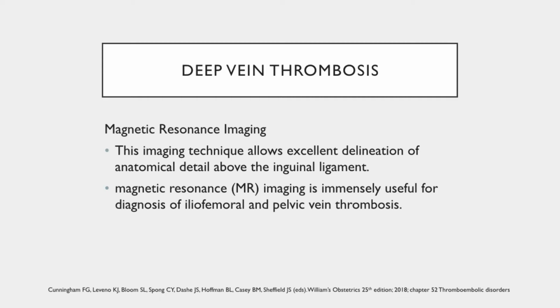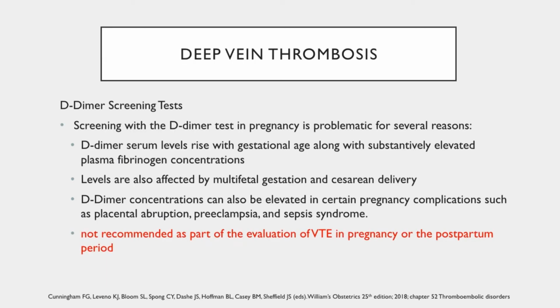How about MRI? This imaging technique allows excellent delineation of anatomical detail above the inguinal ligament. MRI is immensely useful for diagnosis of iliofemoral and pelvic vein thrombosis. How about the D-dimer screening test?